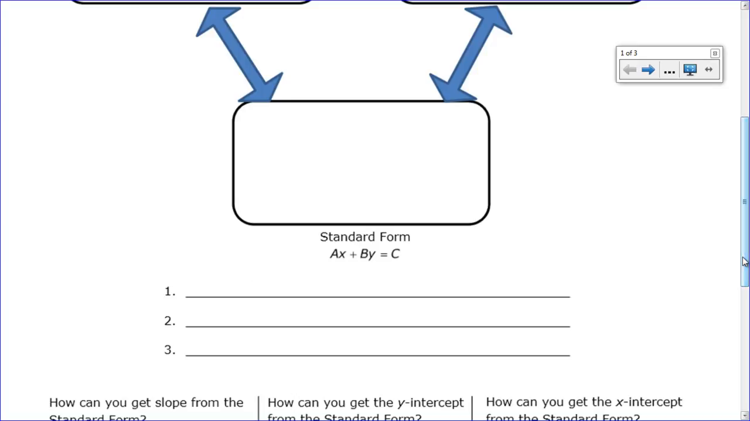And then there's standard form, which looks like this: ax plus by equals c. And so the things that you need to know are a, b, and c are integers.